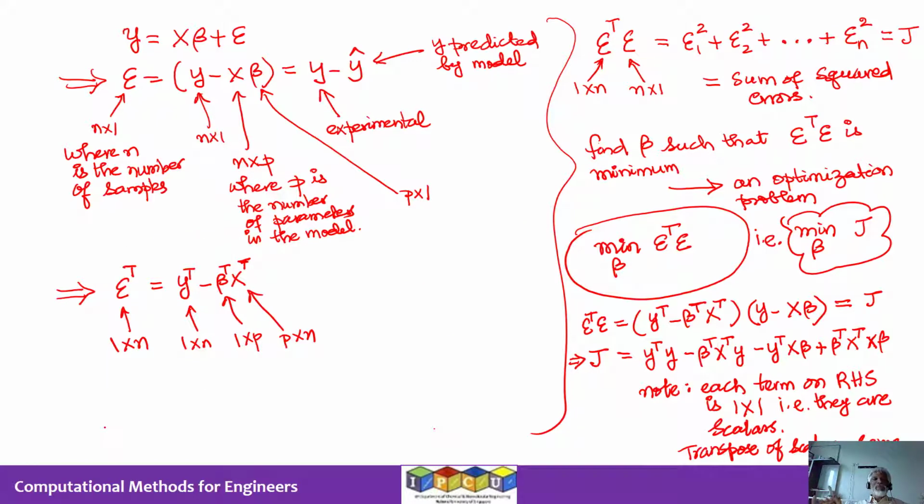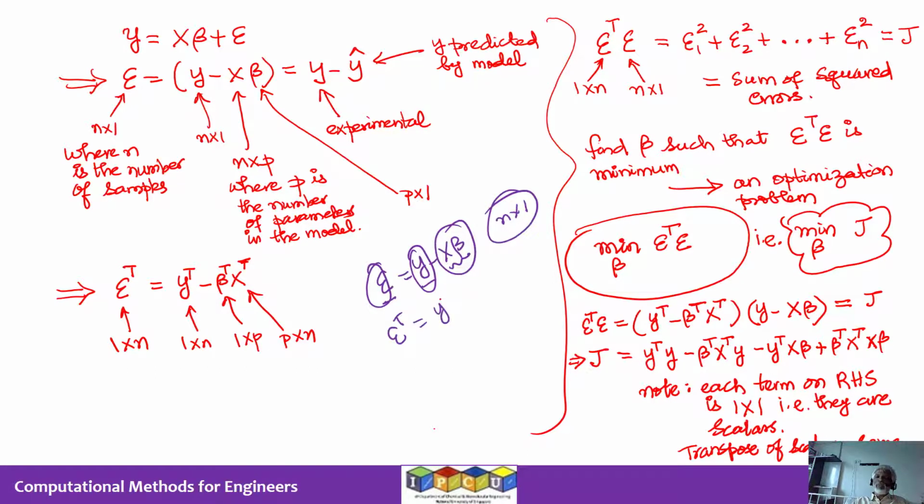So far what we have achieved is we have got expressions for epsilon as y minus x beta, and each of those three entities is of size n by 1. So epsilon is of size n by 1. Epsilon transpose, which is y transpose minus beta transpose x transpose, is of size 1 by n. And each entity in this equation is of size 1 by n. We saw that. Now, let us write for our example, right?